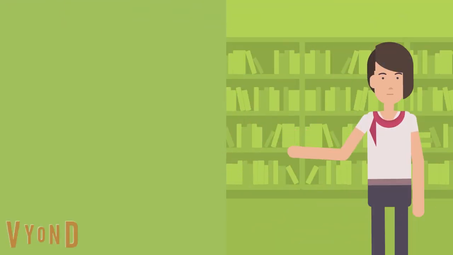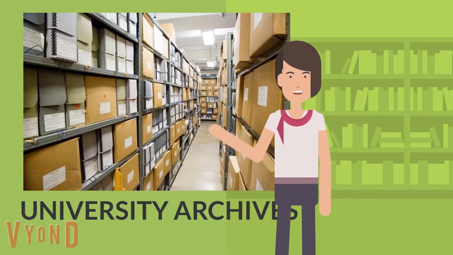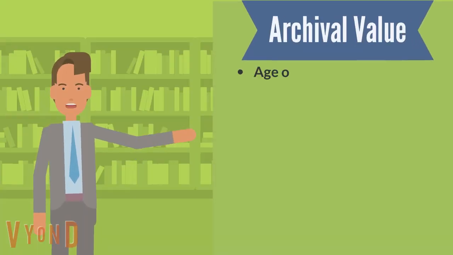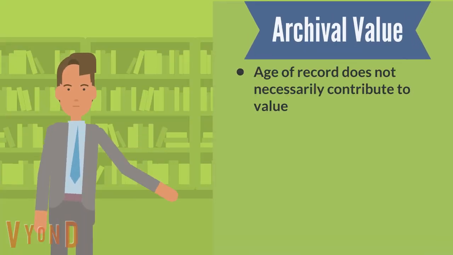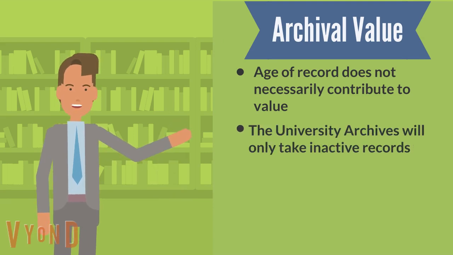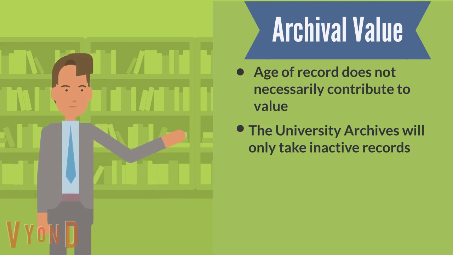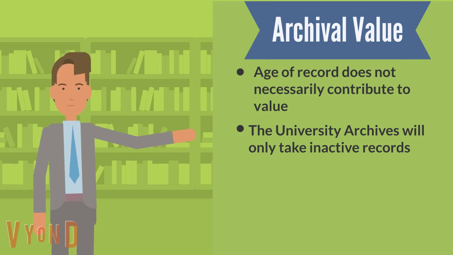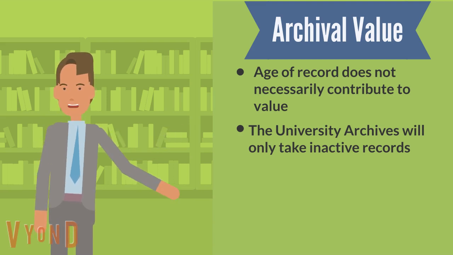While getting to know the records in your office, you might come across some records that are appropriate for transfer to university archives. If you're not sure, but you think you might have some that would be of interest to the archives, please contact RIMS and we can help identify records that have enduring value. Remember, just because a record is old doesn't necessarily mean it is significant or worth retaining permanently. Also, the archives are only interested in records that are considered inactive by your office, meaning they are no longer used for current business needs.